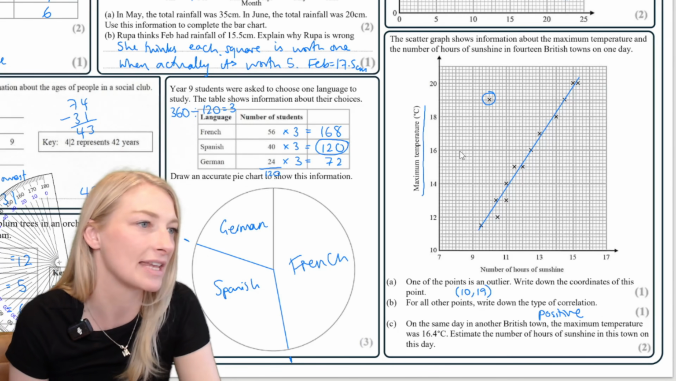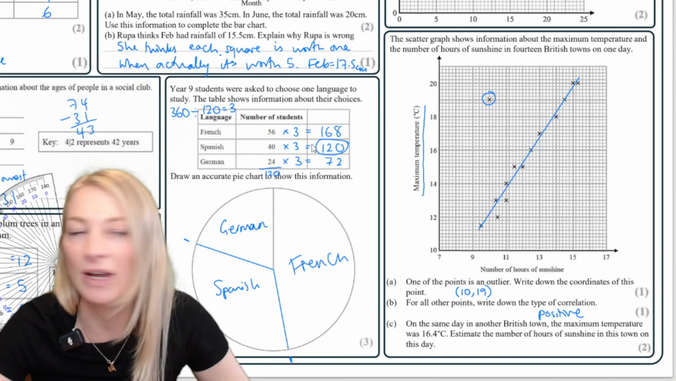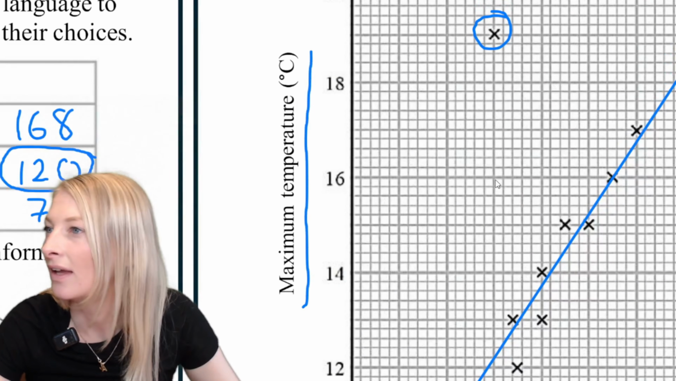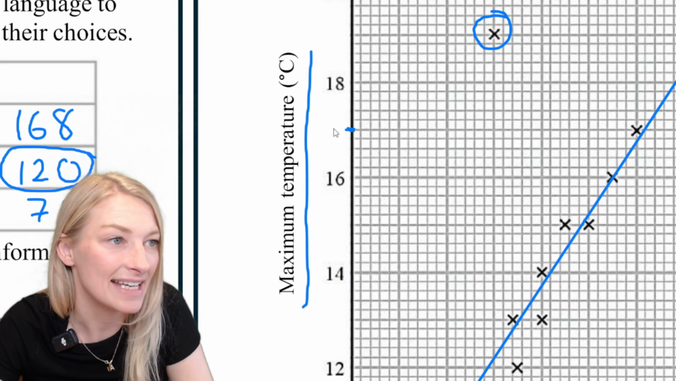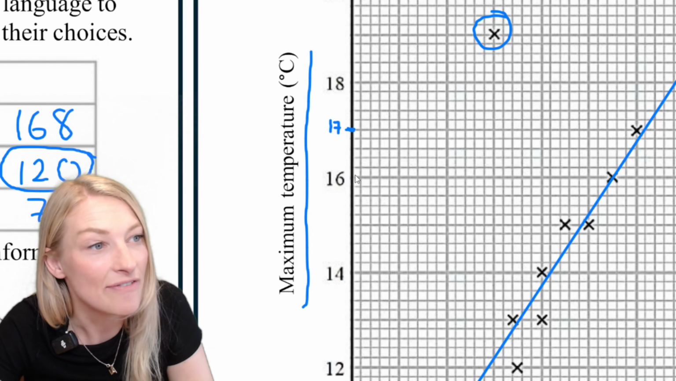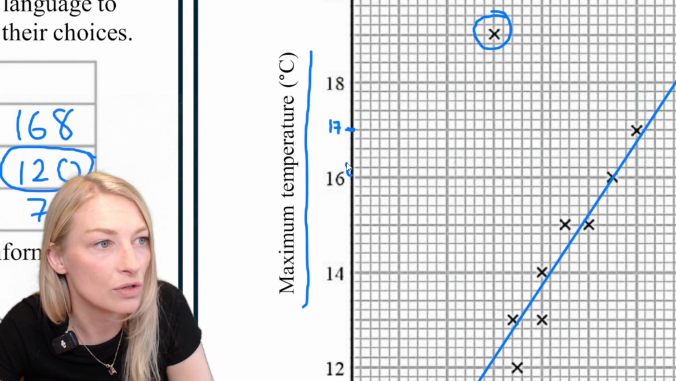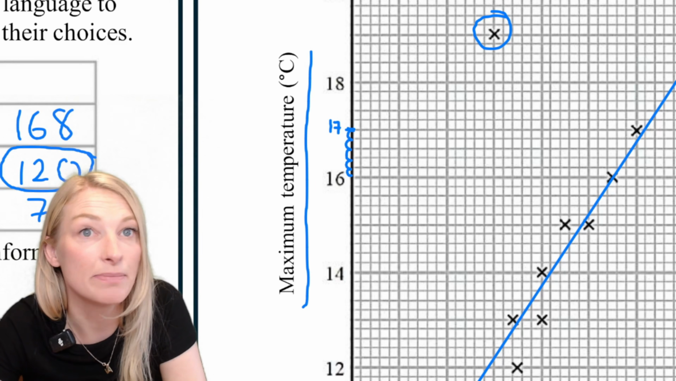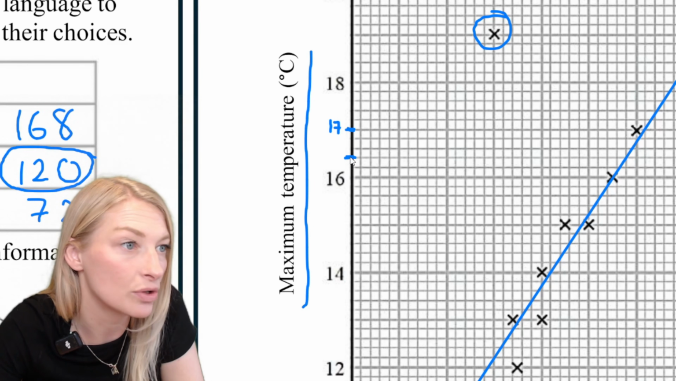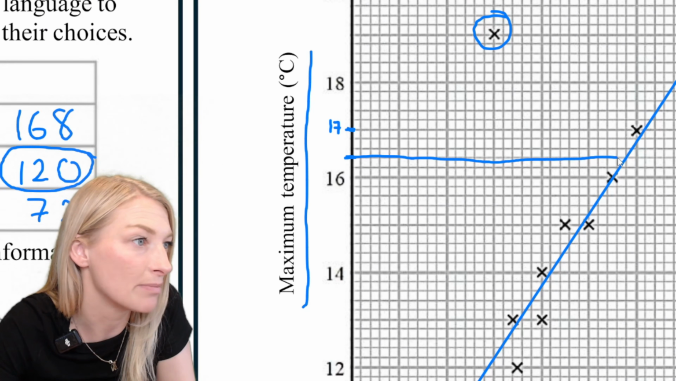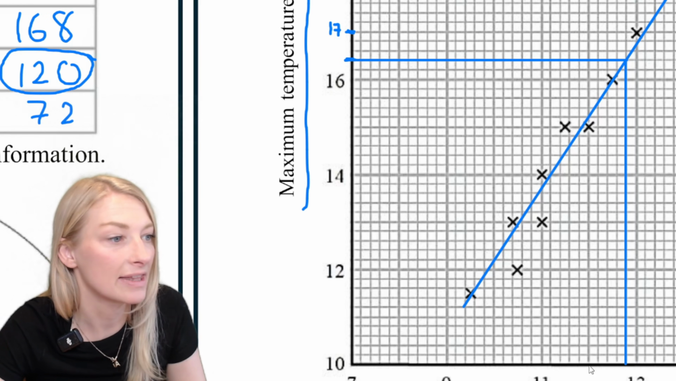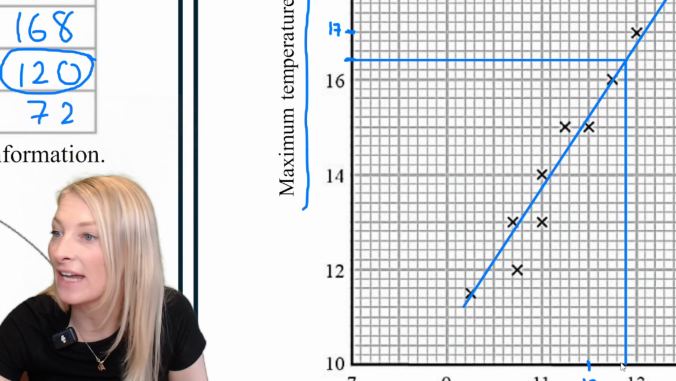That was quite a nice clear one, I think. 16.4. Now I'm going to zoom right in because we need to be really careful here. This here is 17, right? 16 is there, 18 is there. If I want 16.4, 2, 4, 6, 8, 10, it's going to be 2 squares up. So 16.4 is here. You're going to read across at 16.4 with your ruler, hit the graph, and then go down. Like that. For me, 12 is here, so I get 12.8.